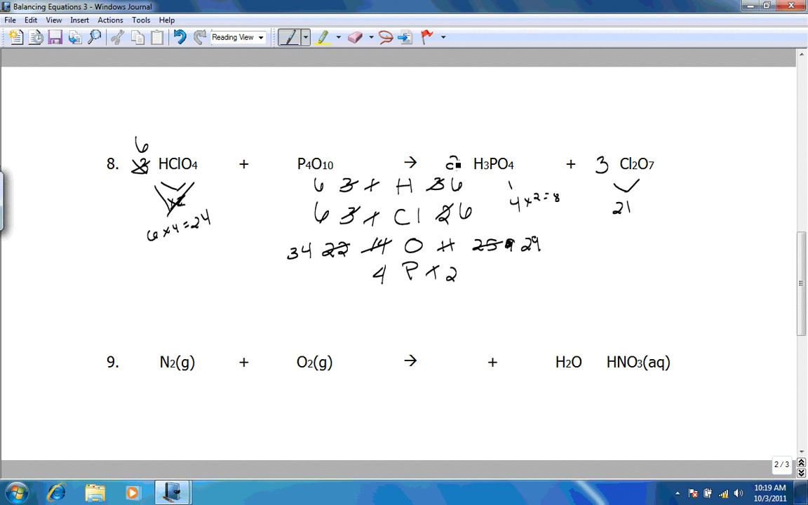So I'm actually going to multiply this by 4 so my phosphorus is balanced out. So I have 4 phosphorus now. I now have 12 hydrogens. And I now have 4 times 4, which is 16 oxygens, plus another 21 here.